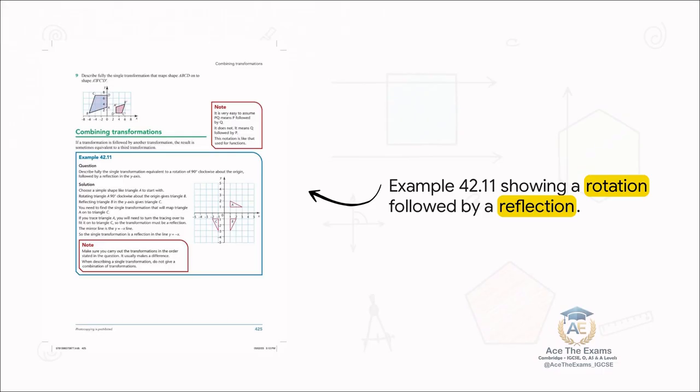The textbook gives a major warning here, guys. If they ask for a single transformation, you must not simply list a combination. You've got to step back, look at A and C, and realize that turning A over to fit perfectly onto C makes it a reflection. So in this specific case, the single transformation is just a reflection in the line y equals -x.